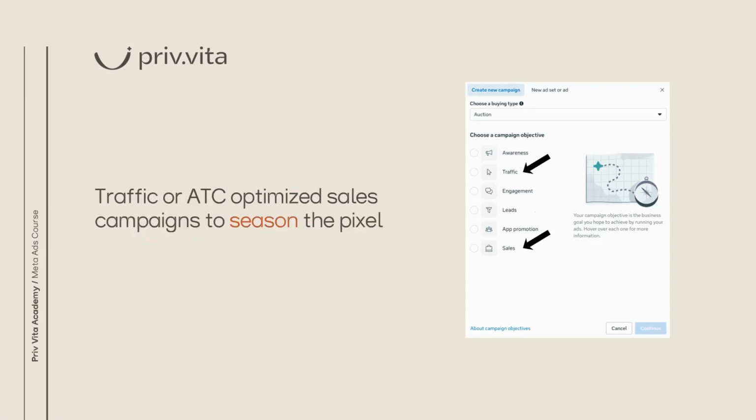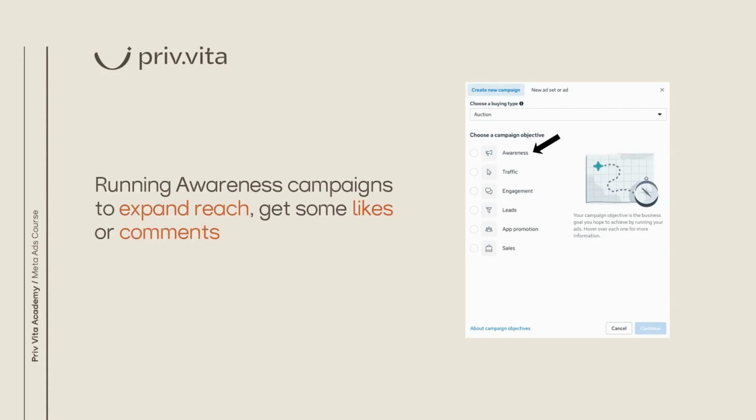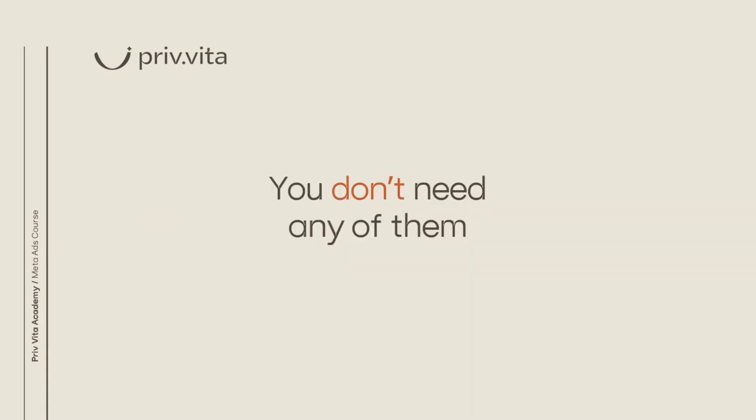There are a couple of arguments around running a traffic campaign alongside a sales campaign to support them, or running view content or add to cart optimized campaigns to train or season the pixel, or running an awareness campaign to expand reach, get some likes or comments under the ads so the ads have more social proof with them. You don't need any of them. They are either myths or unnecessary if you're not spending 20k plus per day. And even in that case, to be honest, not many people, including me, are using them.